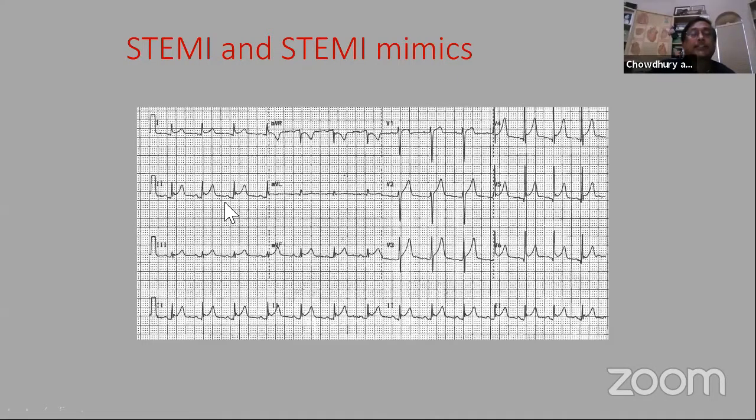And then there is PR elevation in lead AVR, PR depression in lead 2-3 AVF. When you consider this, you consider TP as your baseline segment. And then you consider the PR depression. And this is consistent with pericarditis. So what about this one?